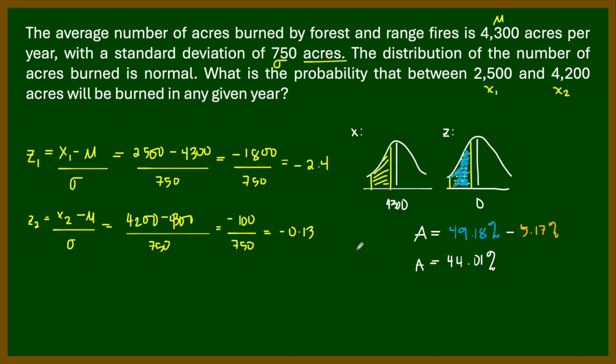and 44.01% is the entire area of the shaded region. Okay? And we can conclude that the probability that between 2,500 and 4,200 acres will be burned in any given year is about 44.01%.